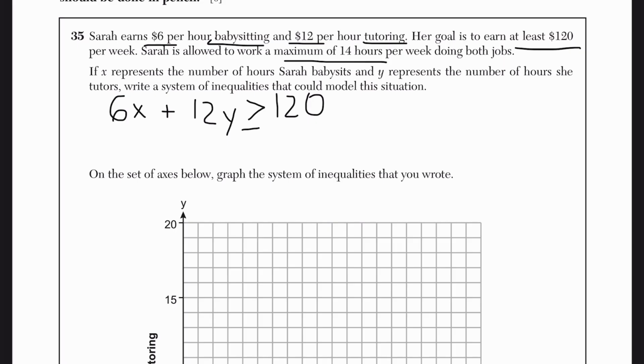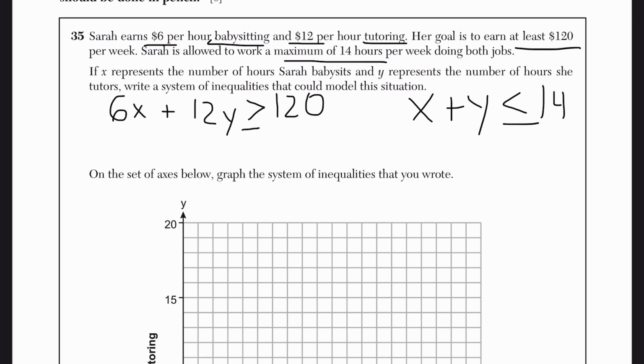And now your hour condition, well, x plus y, the amount of hours together, has to be under 14, or it could be exactly 14. You just got 2 points. Not bad, right?